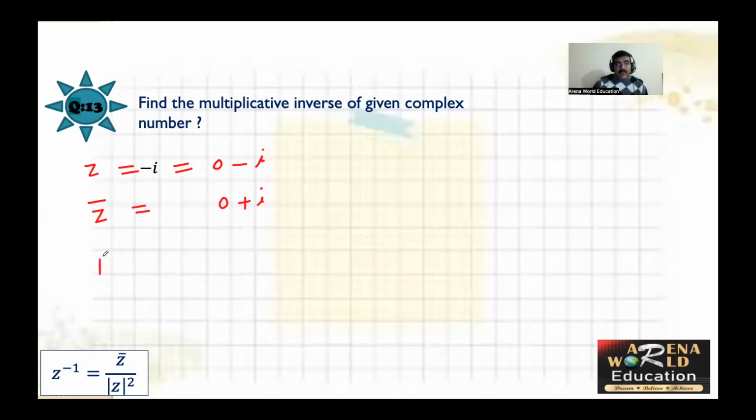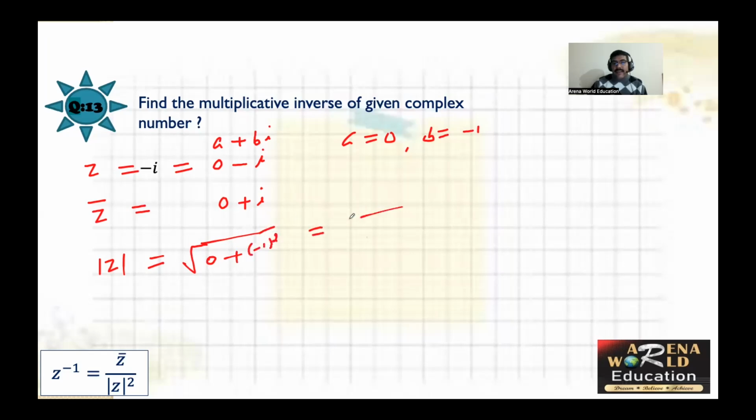So now what is the next step? We have to find its modulus. And if we compare this with a plus b iota, so here a is 0, but b is what? B is minus 1, right? So what is the modulus? It will be 0 square, so that is 0, plus minus 1 square, right? So this will be what? 0 plus 1, and under root 1 will be 1 only. If you find its square, so that is again 1.